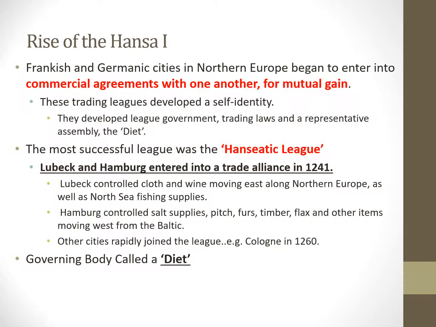And so you can see where these cities see it to their mutual benefit to try and grease the wheels of trade by working together, because they're not in much danger of stepping on each other's toes. But once the economic agreement between Hamburg and Lübeck gets off the ground, other cities rapidly joined the league. For example, Cologne joined in 1260.